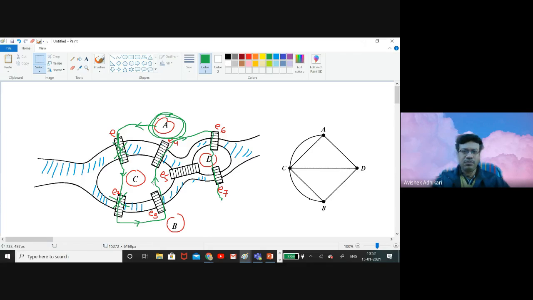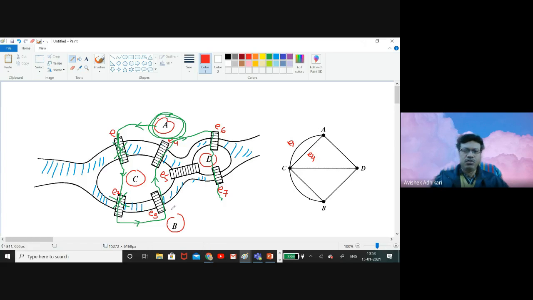Now the question is how the bridges will look. So you see that from A to C, how many bridges are there that can lead you from A to C? There are two bridges, that is E1 and E4. So you can think this is E1 and maybe this is E4. Both E1 and E4 help you to move from A to C. So A to C, there are two bridges, E1 and E4.